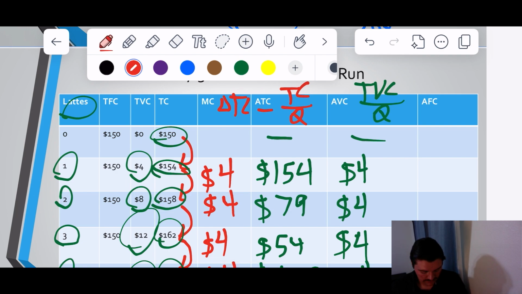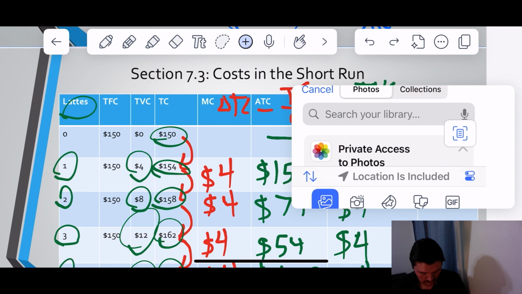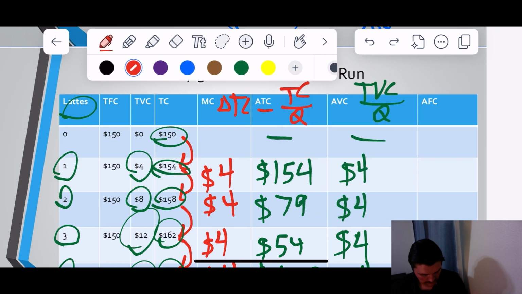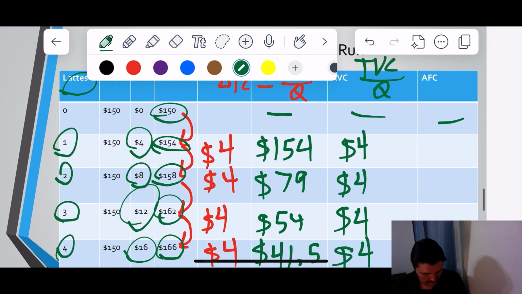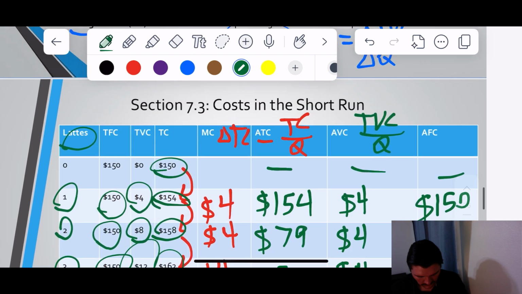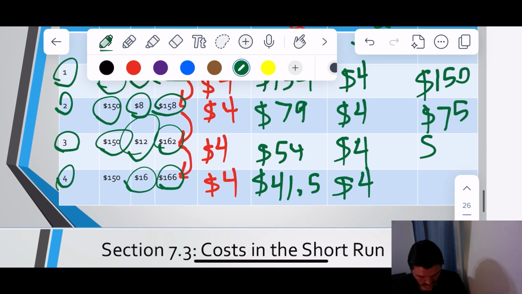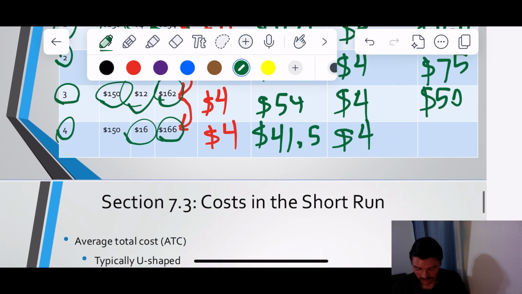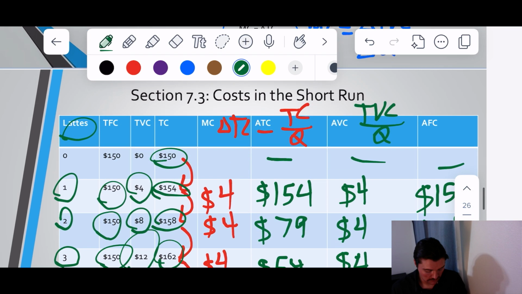Finally, we'll do the average fixed. Right? So we'll take the total fixed cost and divide it by the quantity. We'll skip the first one there. We'll do 150 divided by 1. That's 150. We'll do 150 divided by 2. That's 75. We'll do 150 divided by 3. That's 50. And then we'll do 150 divided by 4, which is 37.5. So that's how we're going to find all of those calculations.